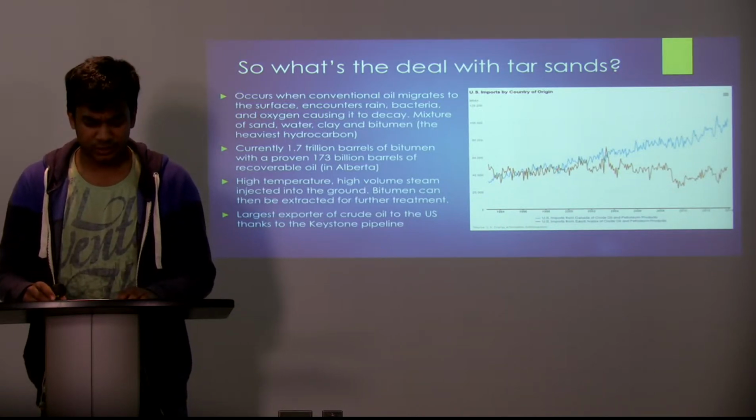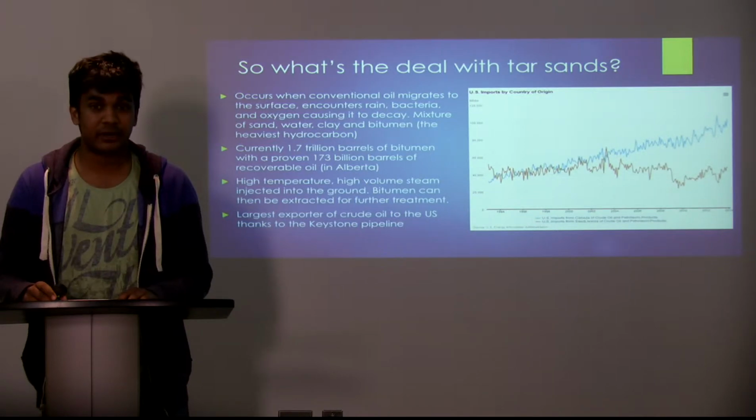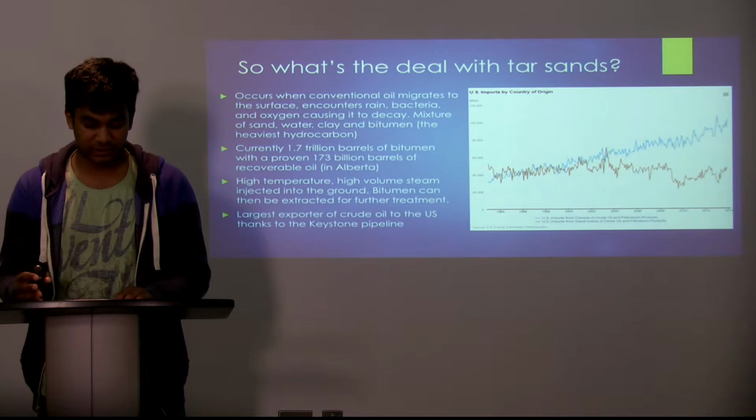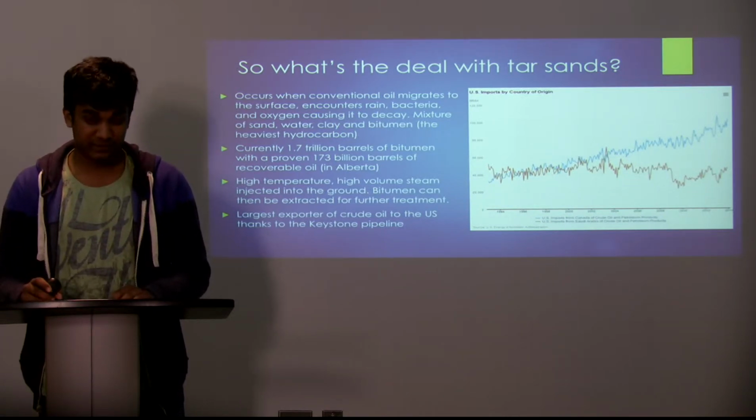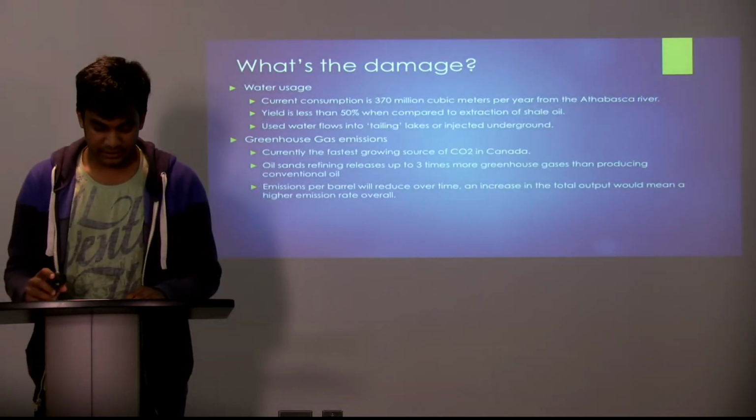So what does it take to extract the oil? To put it simply, high temperature and high volumes of steam are injected into the ground, which soaks into the formation, decreasing the viscosity, and eventually bitumen can flow out. Some mines also use strip mining, which has proven to be better in some cases. So what are the environmental damages?